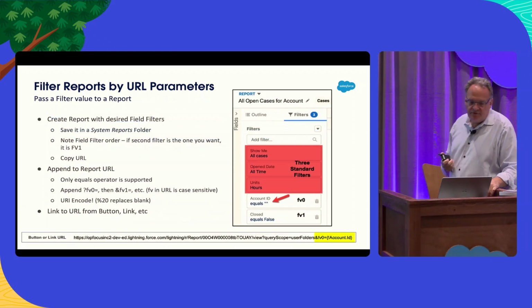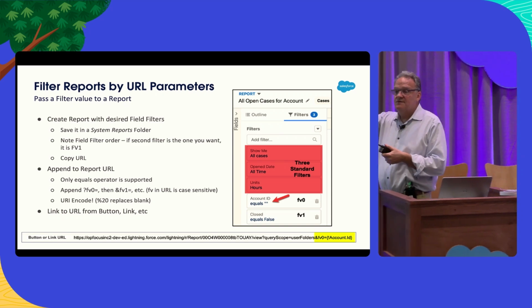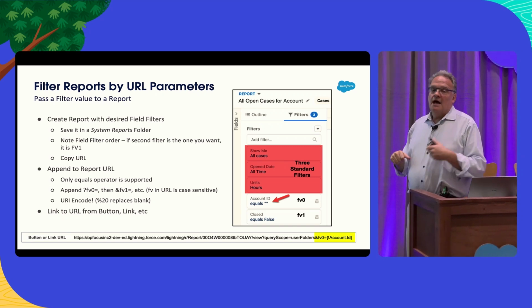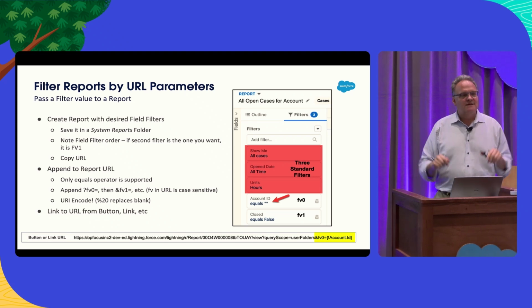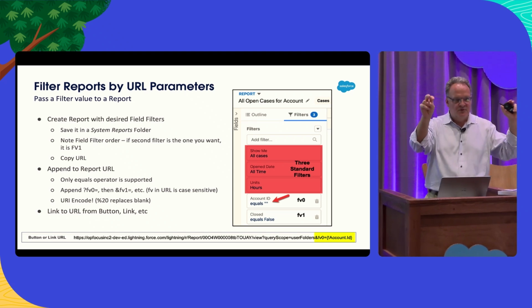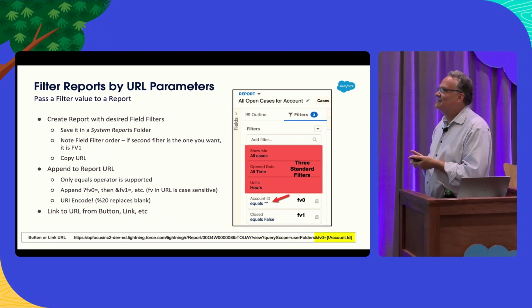So a little bit more information about this. You want to first create your report, and you want to have the desired filters ready to go. My strong suggestion is that you put these system reports into a folder called System Reports. Make it read-only. Don't let anybody change your system reports.